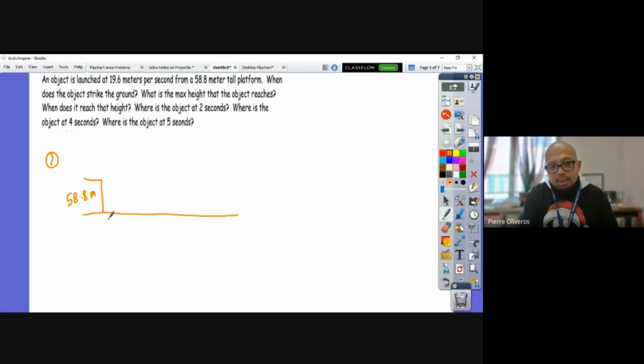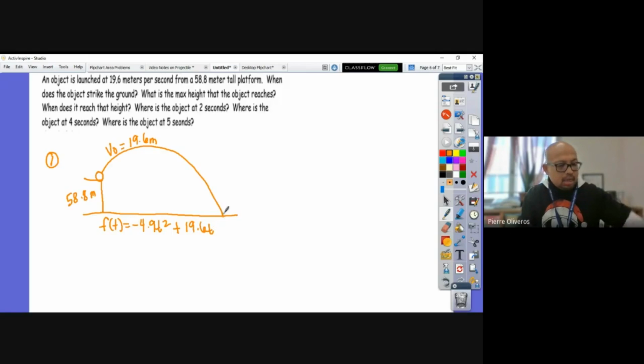Since that is in meters, we're going to use f(t) = -4.9t². An object, let's say, is going to go that way. Okay, there's a projectile motion, and the initial velocity v0 is 19.6 meters per second. Since it was launched, it's a positive velocity, 19.6t. And the initial height is 58.8 meters. So this is our function.